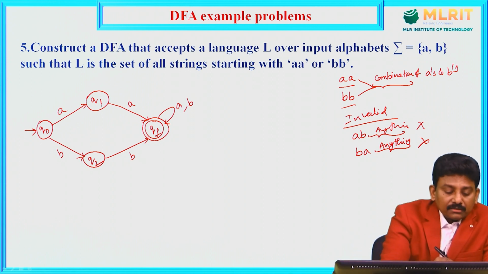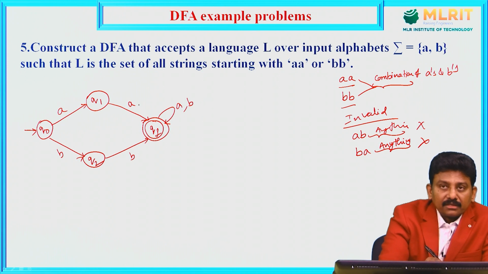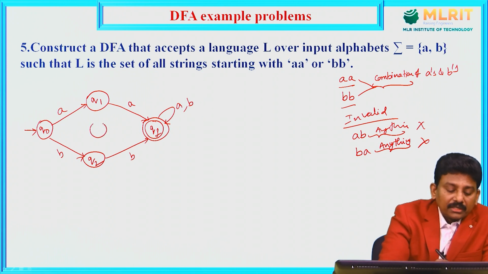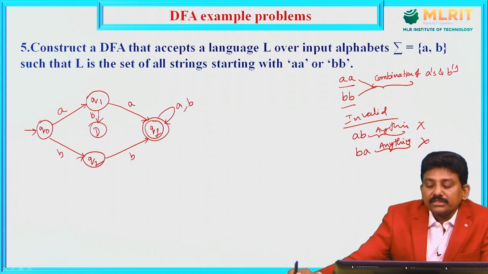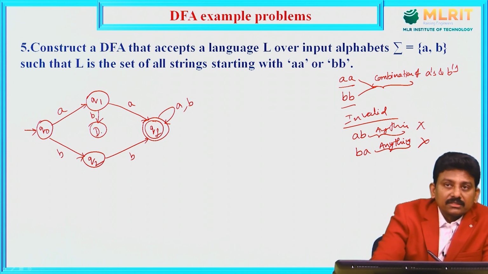In Q1, that means we have seen the first symbol A. The second symbol we expect is A. Instead of A, we can get another symbol, that is B. That becomes AB. Previous symbol is A, current symbol is B, that is AB. AB is invalid, so I go to the dead state.